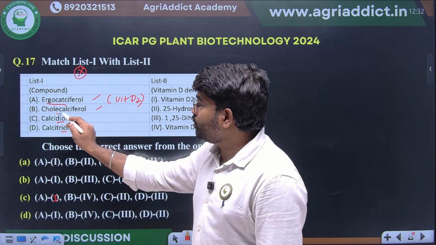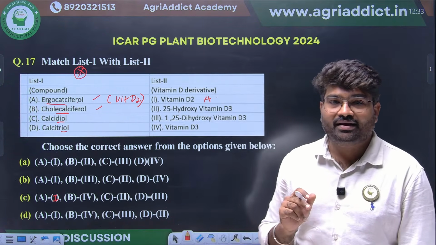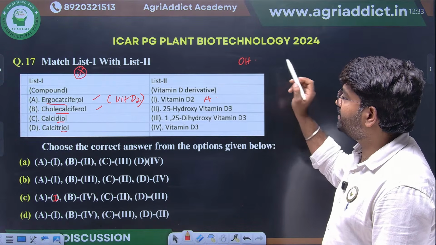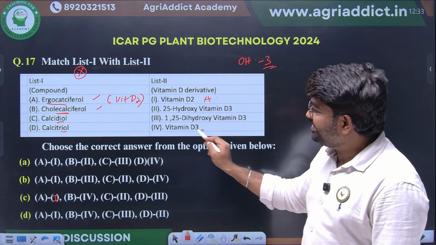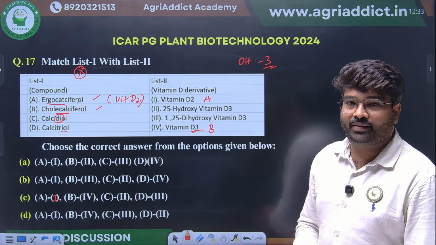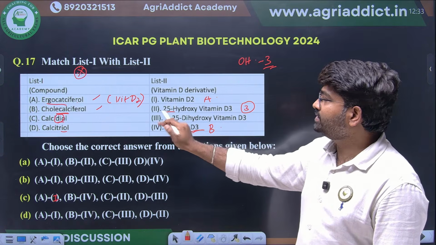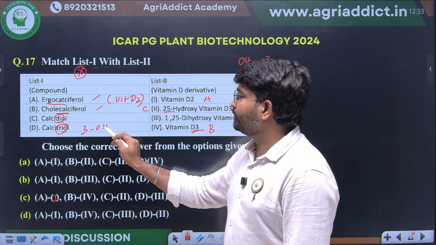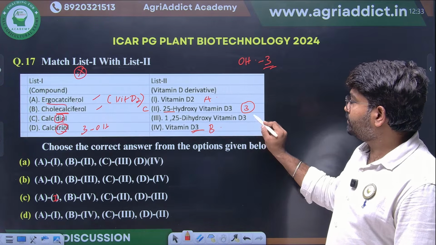Then second thing, cholecalciferol. Cholecalciferol is the precursor for other vitamin D synthesis. It will have only one hydroxy group, present at the third position. So vitamin D3 is cholecalciferol. Calcidiol will have two hydroxy groups, one at the third position and another at the 25th position. So C will come in this option. Calcitriol will have three hydroxy groups, one at the third position, another at the first position and another at the 25th position.